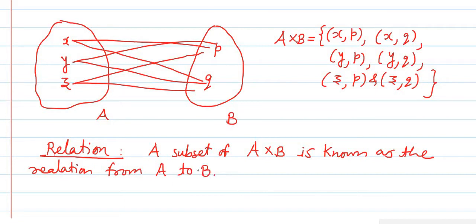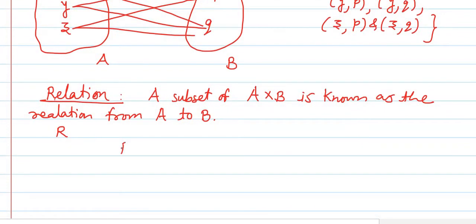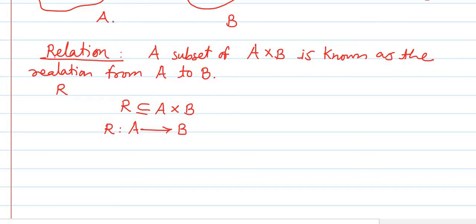If that relation is denoted by R, then we say that R is a subset of A cross B. And if R is a subset of A cross B, meaning R is a relation from set A to set B, then we also write it as R is a relation from set A to set B. We'll consider one or two examples of this. As in the above example, we have seen the Cartesian product of A and B. So, let us consider some of its subsets.